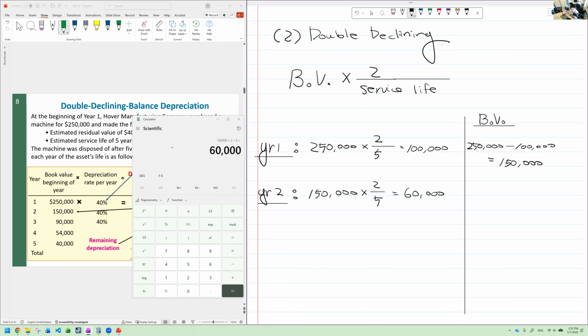So what that means is that at the end of year two, the book value of this asset becomes $150,000 as of last year minus an additional $60,000 of depreciation expense. So the book value becomes $90,000. All right, now let me just do one more year. Year three.